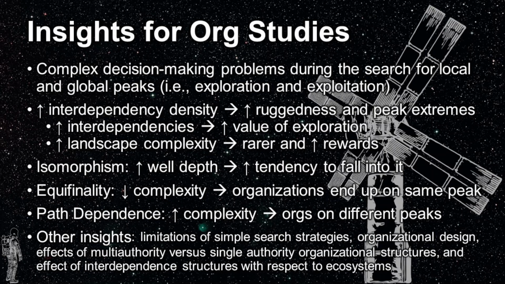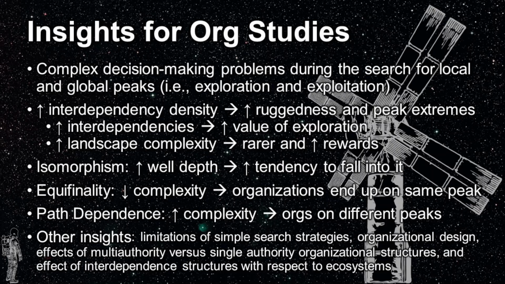The NK framework has been primarily insightful in modeling highly complex decision-making problems encountered during an organization's search for local and global peaks. This search, as we mentioned before, is closely linked to innovation and the tensions between exploration and exploitation. Other insights are related to the relationships between inputs of density of interdependencies and outputs of landscape ruggedness and peak extremes. This relationship means that as interdependencies increase, it may get harder to move an organization away from local landscape positions, thereby increasing the value of exploration versus exploitation, and vice versa.